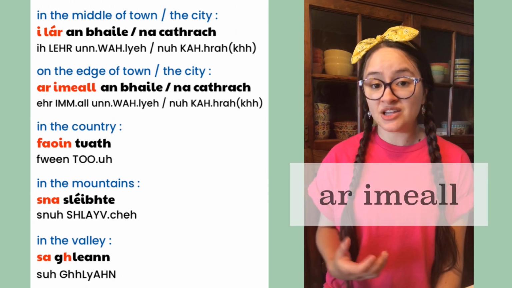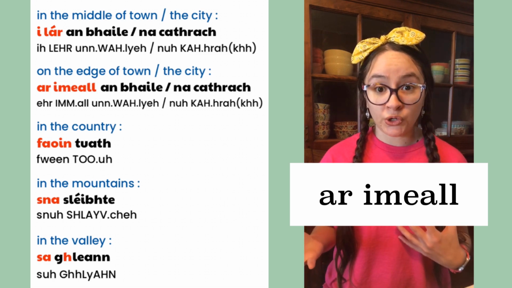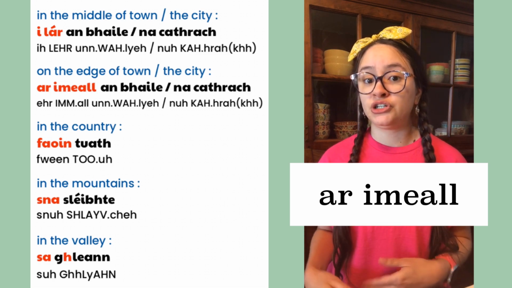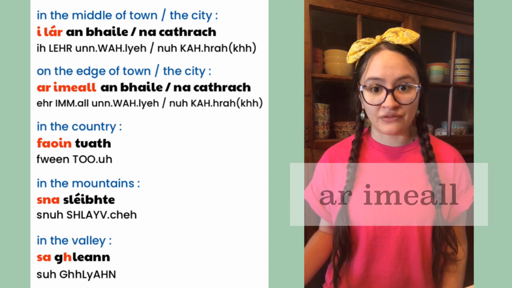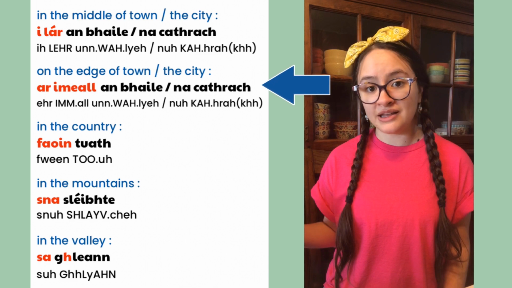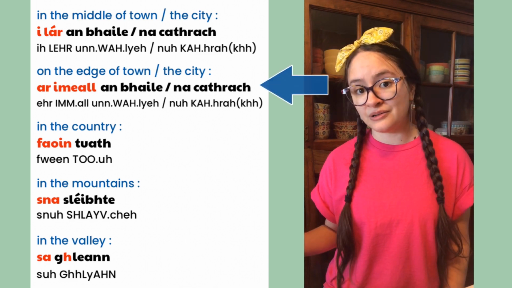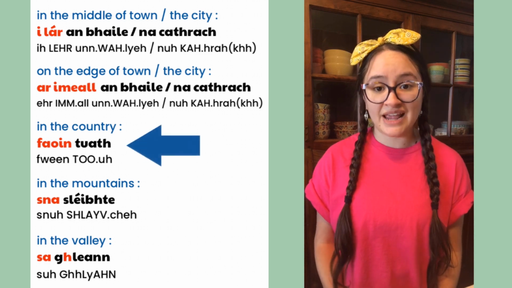Okay, next, you might live on the edge or outskirts of the town or the city. On the edge is erimol. Again, this is a preposition made of two words, so a genitive version of the town and the city will come after it. So, on the edge of the town, erimol an Walya, or on the edge of the city, erimol Nakarach.